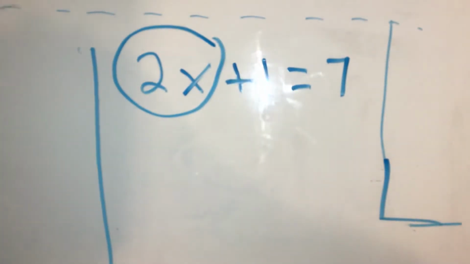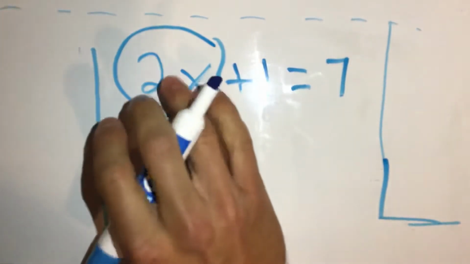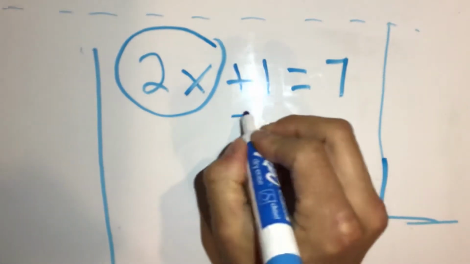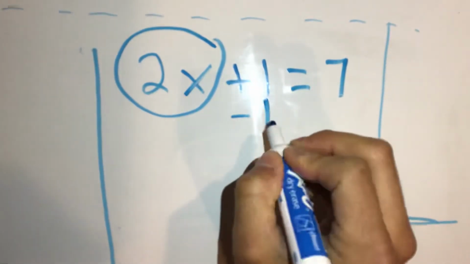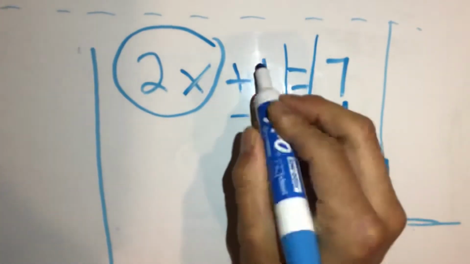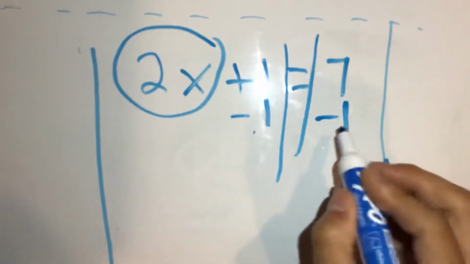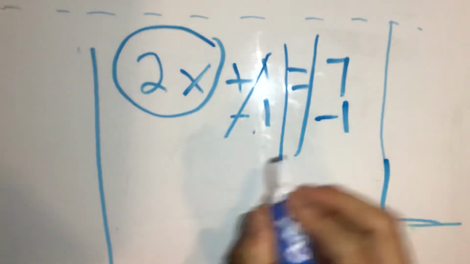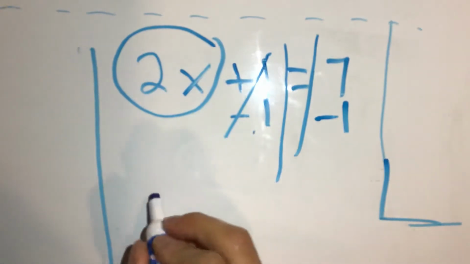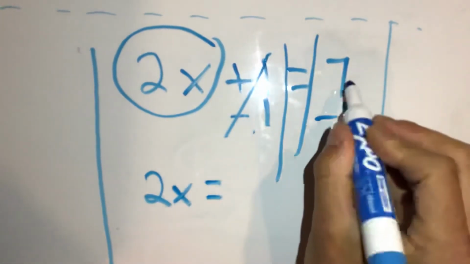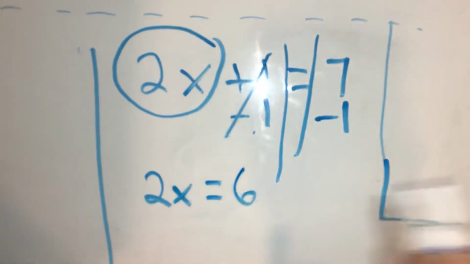Now, what you're going to do next is don't touch it until the very end, because I need to get this guy all by itself. So what do I do there? I'm going to subtract 1 to both sides, because the opposite of a plus 1 is a minus 1. So let's see. 1 minus 1 cancels. Good. So now I'm left with this 2x equals 7 minus 1, which is 6.